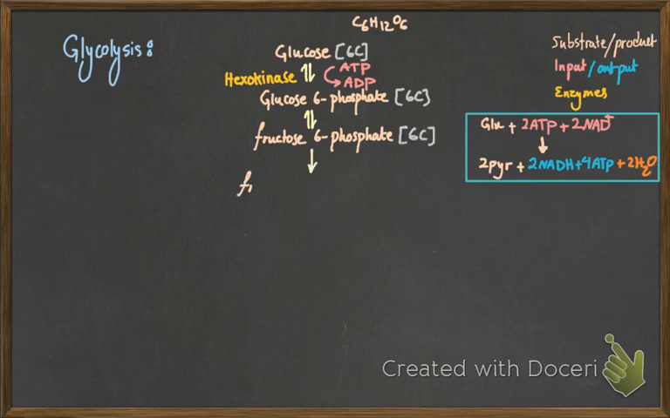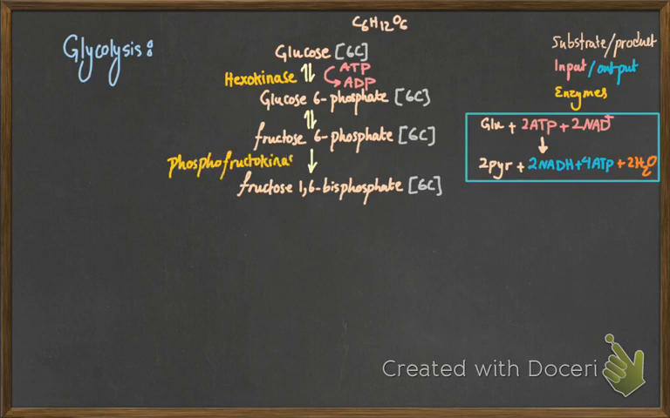Next, I will turn my fructose 6-phosphate into fructose 1,6-bisphosphate. Again, the number of carbons is untouched. What I have done is just adding another phosphate group to the other end of my molecule with the help of the enzyme phosphofructokinase and investment of 1 ATP molecule.